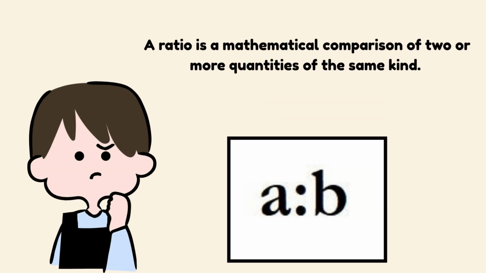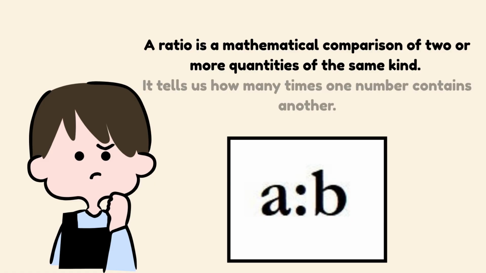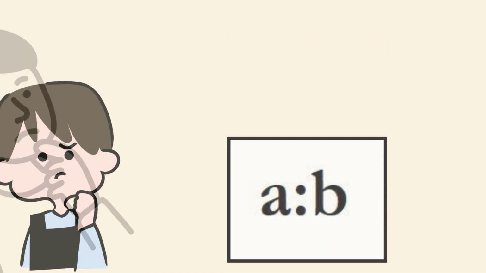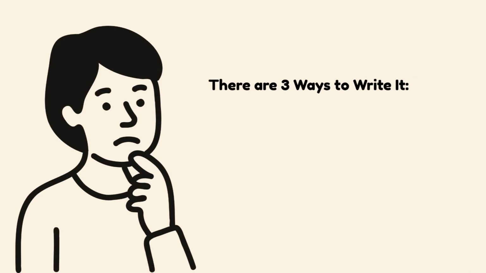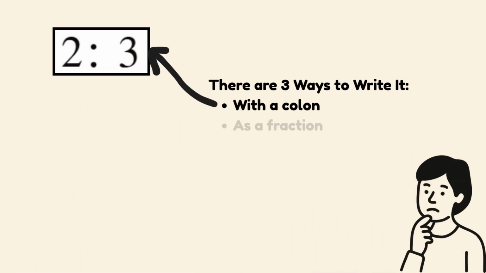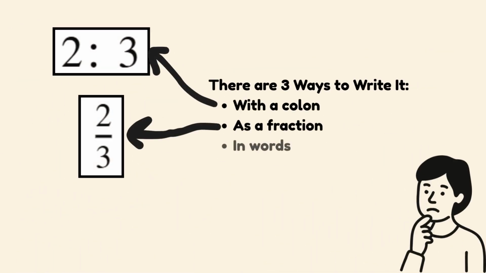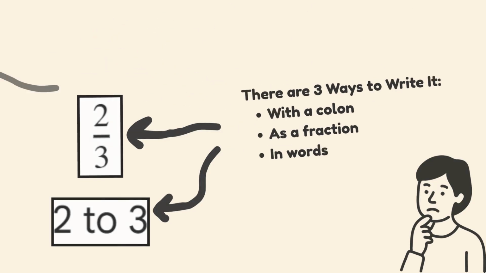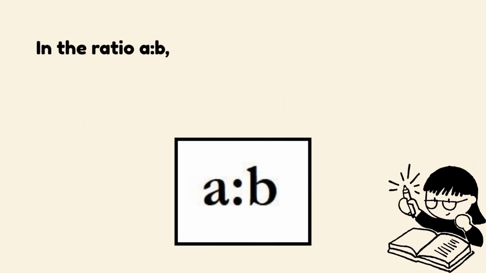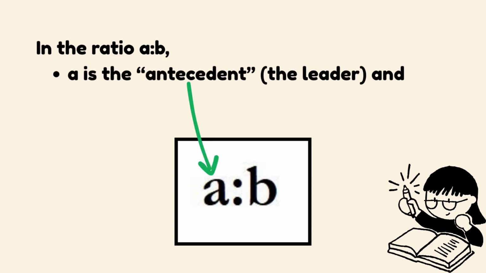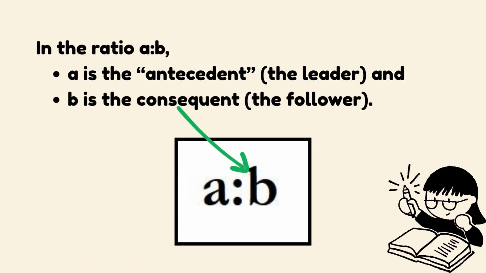A ratio is a mathematical comparison of two or more quantities of the same kind. It tells us how many times one number contains another. There are three ways to write it: with a colon, as a fraction, or in words. In the ratio A:B, A is the antecedent, the leader, and B is the consequent, the follower.